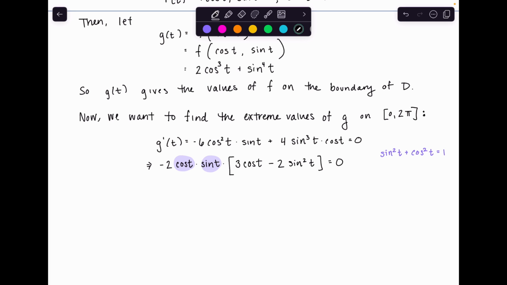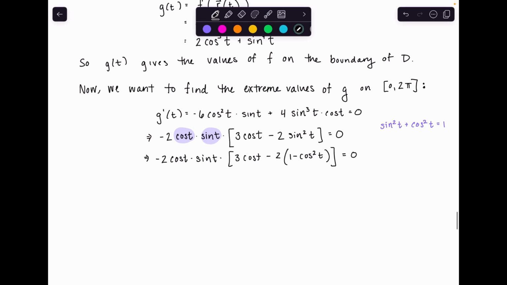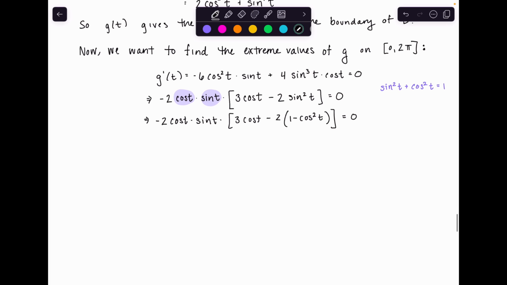So what I can do in place of that sine squared is replace it by 1 minus cosine squared, because this is now going to give me a second degree equation involving cosines instead. Right. So at this point, I can keep factoring from here, but also I could set each piece equal to 0. So I'm going to do that at this point.